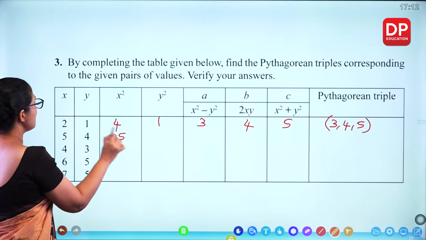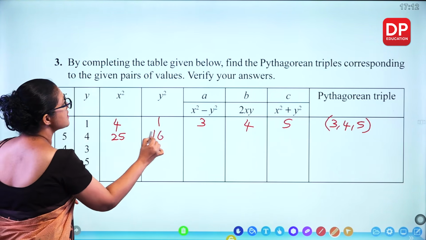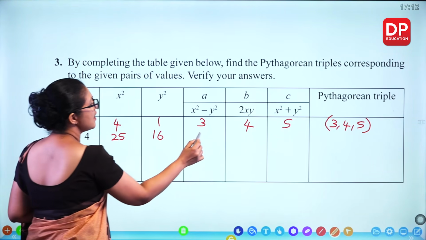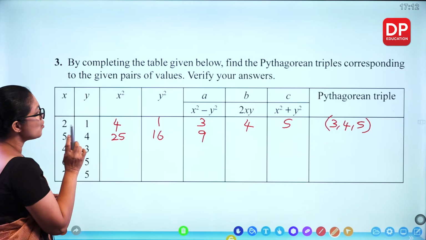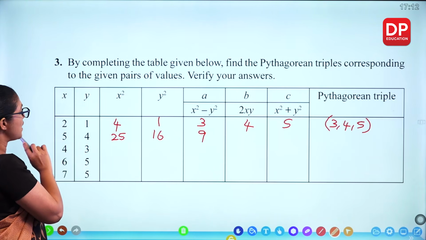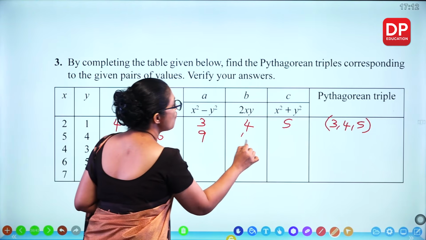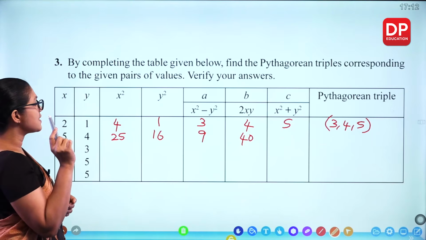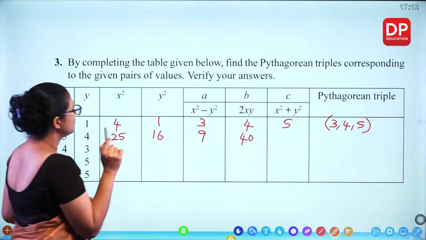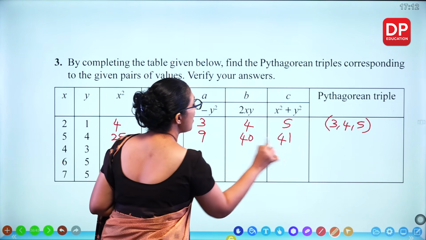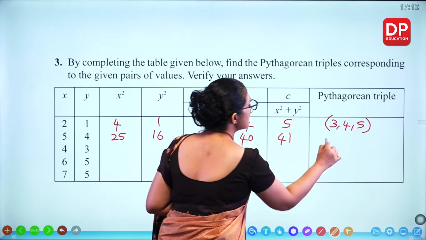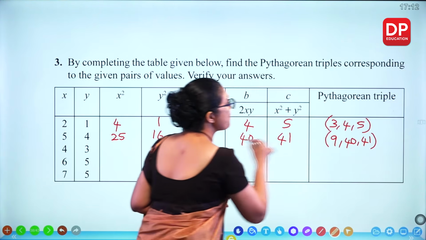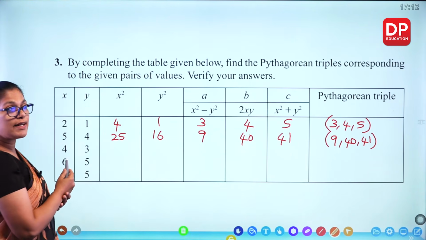The next one, 5 and 4. 5 squared you get 25. 4 squared, 16. 25 minus 16, you get 9. 2 times xy: 5 times 4, 20. 20 times 2, 40. Then x squared plus y squared, 25 plus 16, you get 41. So the triples are 9, 40 and 41.